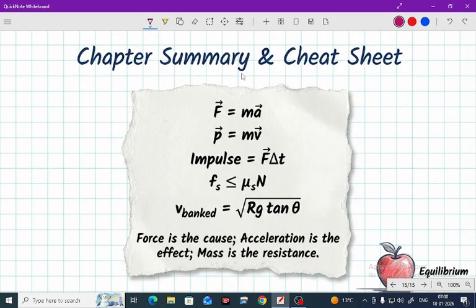And the last one is the chapter summary and check sheet. That is F equals ma, p equals mv, impulse equals F delta t, Fs is less than or equal to mu_s times N, and v bank equals root of r g tan theta. Force is the cause, acceleration is the effect, mass is the resistance.